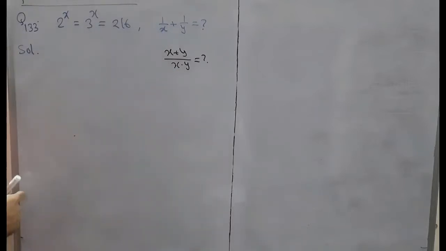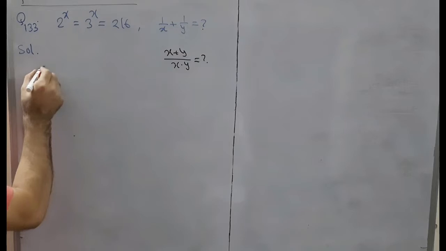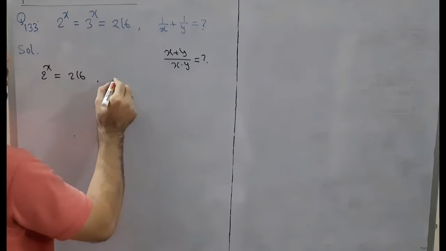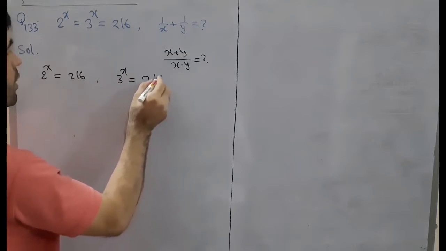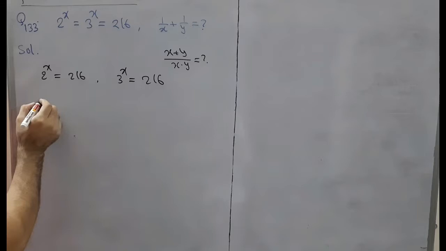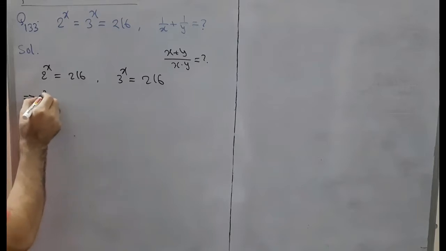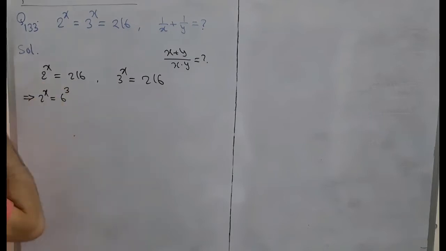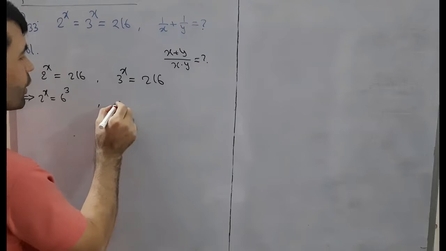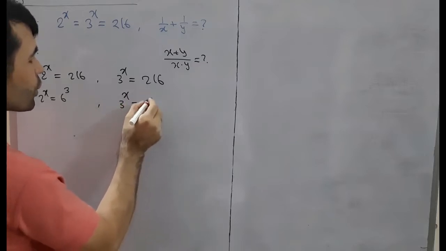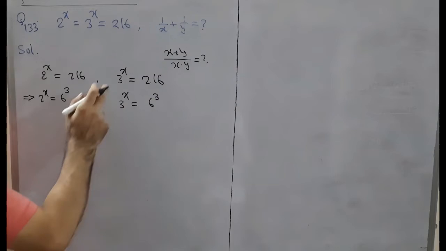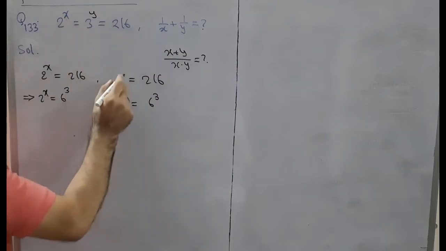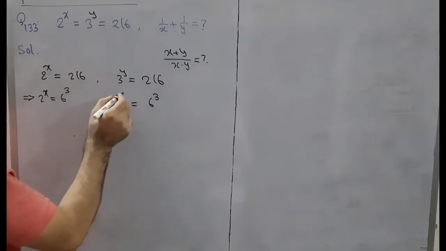Solution: here we have 2 to the power x is equal to 216. Also we have 3 to the power y is equal to 216. This implies 2 to the power x is equal to 6 to the power 3. Here also 3 to the power y is equal to 6 to the power 3.